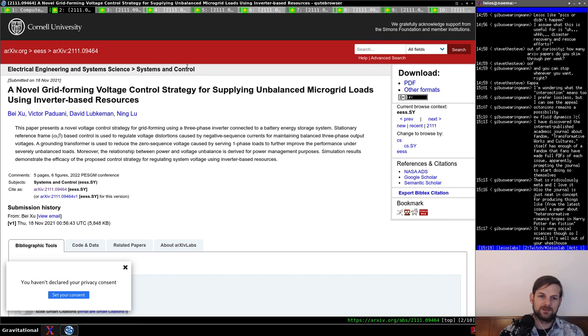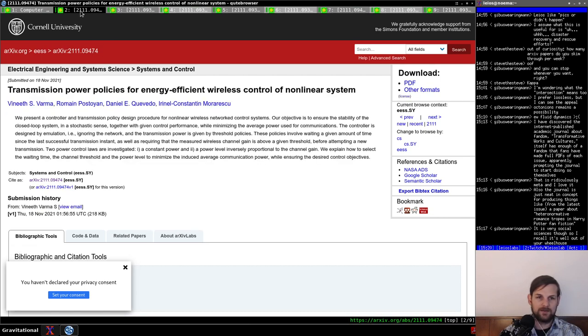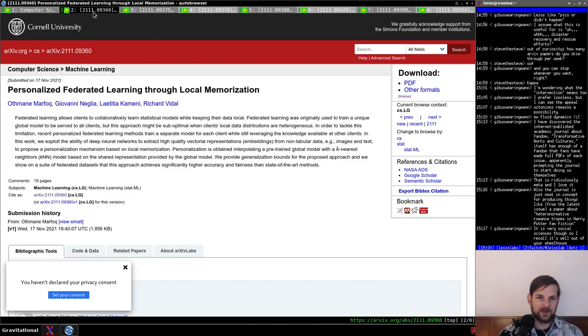Novel grid-forming voltage control strategy for supplying unbalanced microgrid loads using inverter-based resources. This one I was interested in just because I wanted to take a look at it, make sure that I understand it for the electrical engineering project I was thinking about doing. Transition power policies, again, for a similar reason. Okay, I just read the abstract.